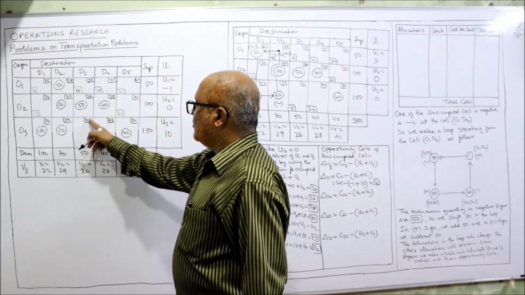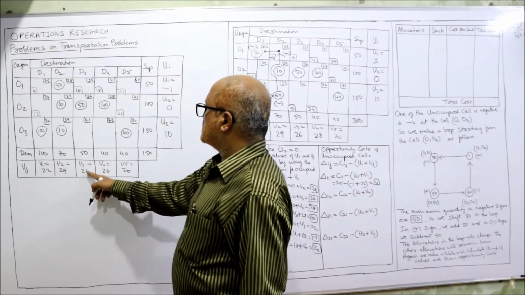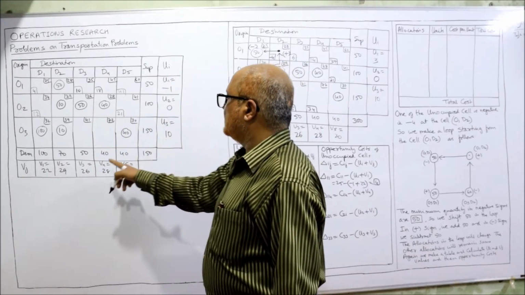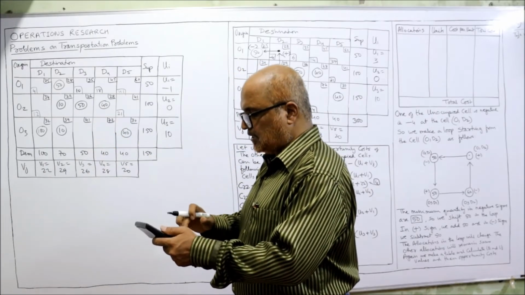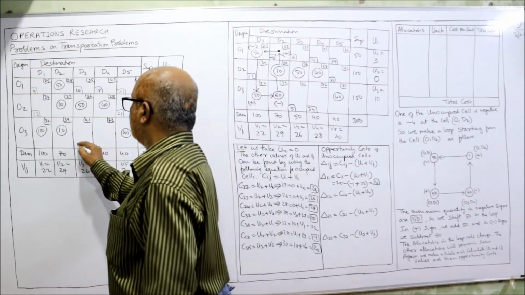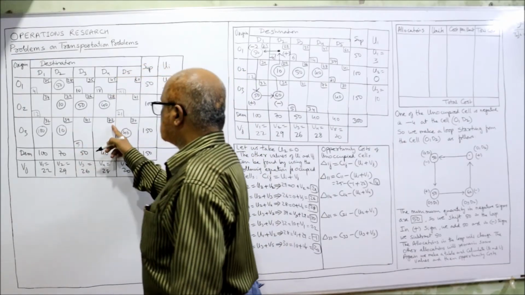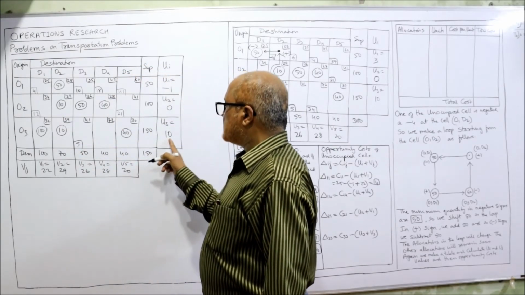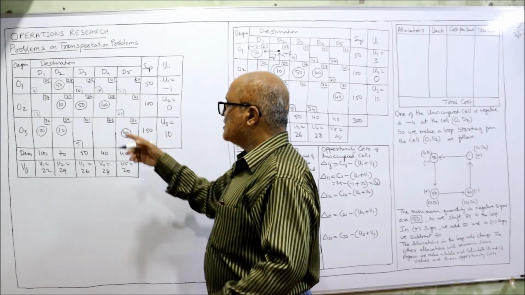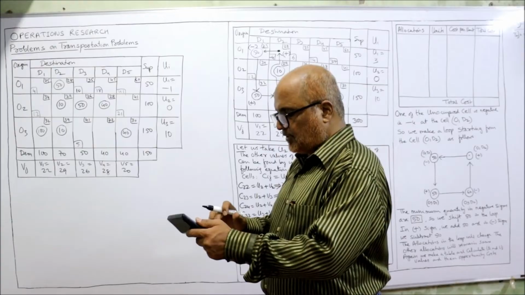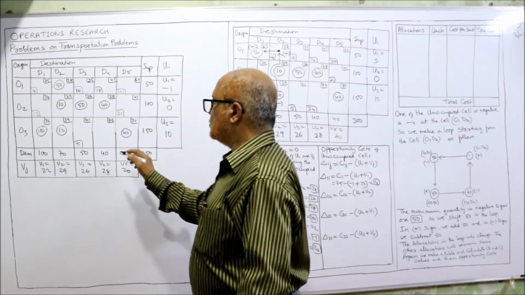Now come to this side. 41. 26 plus 10 is 36. So 41 minus 36 comes to 5. Next one, 72. So 28 plus 10, 38. 72 minus 38 comes to 34.